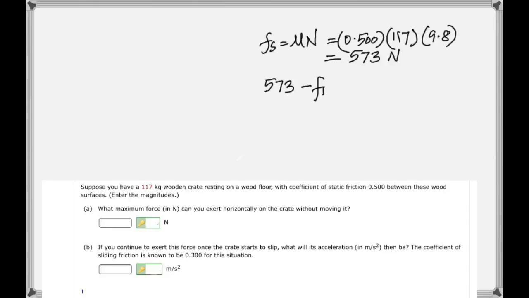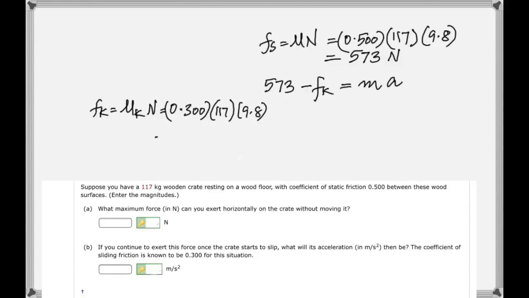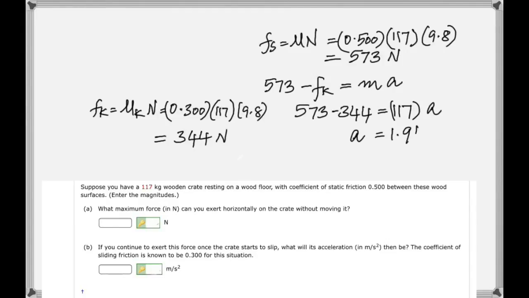Now for the B part, when it says if you continue to exert this force, what will be its acceleration? But remember, now it's the coefficient of kinetic friction. So you're going to say, okay, you're already applying this force, minus kinetic friction is equal to mass times acceleration. And then kinetic friction is mu k times N. Once again, the normal reaction is the weight, so you get kinetic friction, plug it back there, and you get the acceleration as 1.96 meters per second squared.